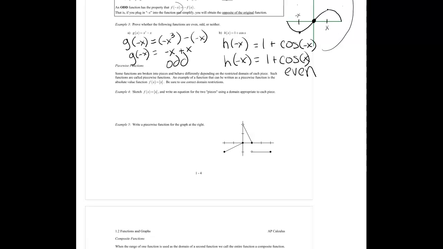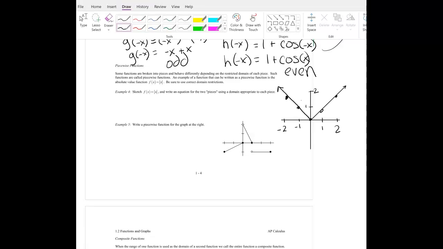An example of a piecewise function that's pretty nice to start with is the absolute value function, which is f of x is equal to the absolute value of x. We just need to be sure that we're getting used to this, and that we're using the correct domain restrictions. So first thing we've got to do is draw this graph to get a visual. So drawing this absolute value, we should keep in mind that our main points should be (0, 0), (1, 1), (2, 2). It does happen to be reflected across the y-axis, which would make it even.